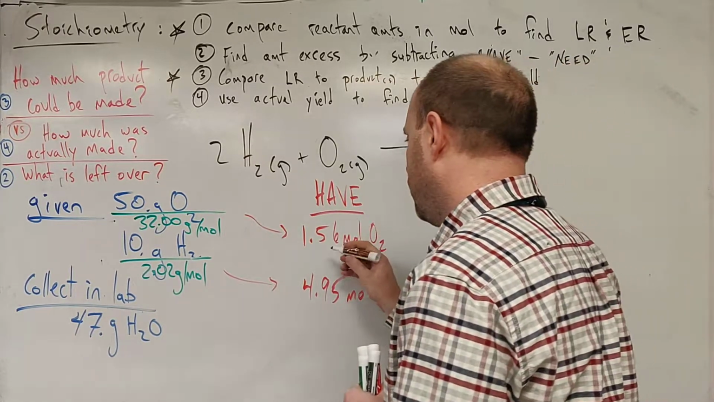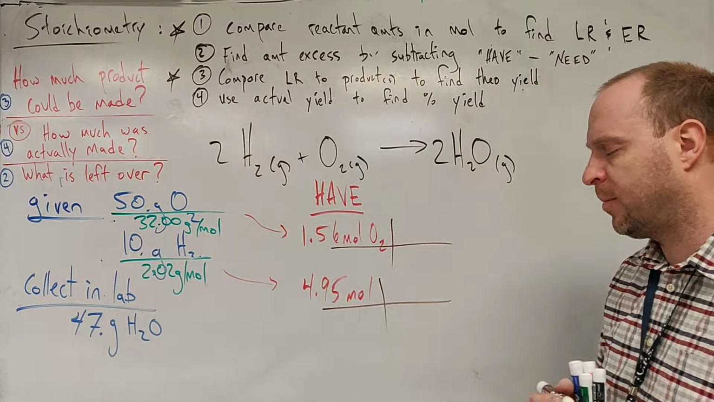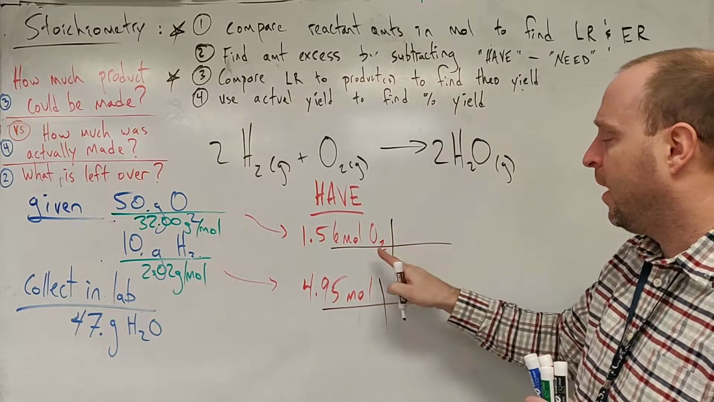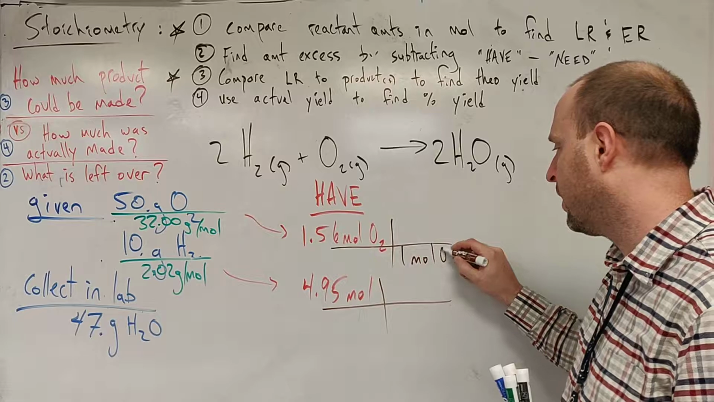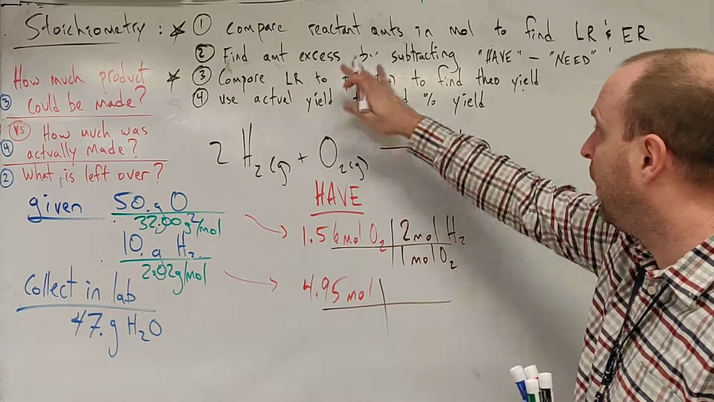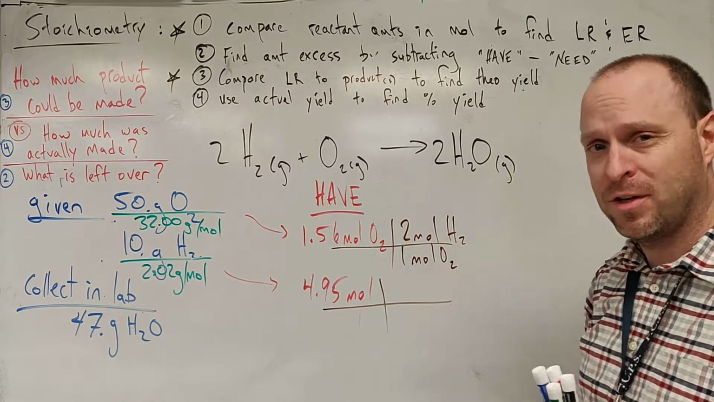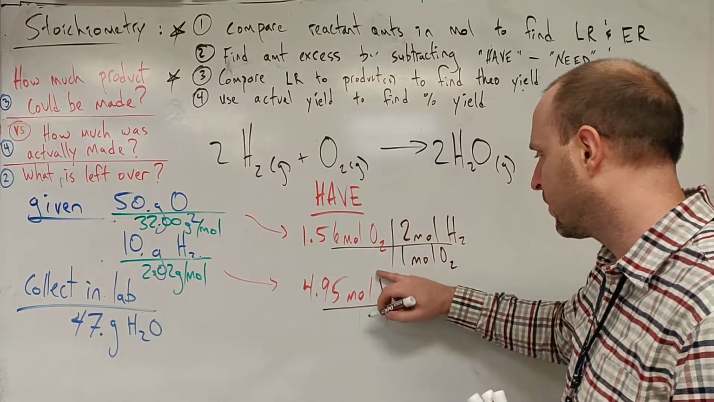All right, I have 2 separate stoichiometry setups going right here, 2 separate dimensional analysis. I'm going to compare the reactants to each other. I've got oxygen, and for every 1 mole of oxygen, I've got 2 moles of hydrogen. I'm comparing the reactants to each other because I want to know which one I have too much of and which one I don't have enough of, all right? And this is something we practiced in a previous video.